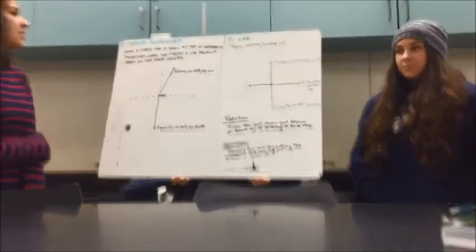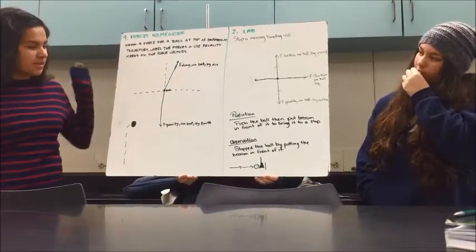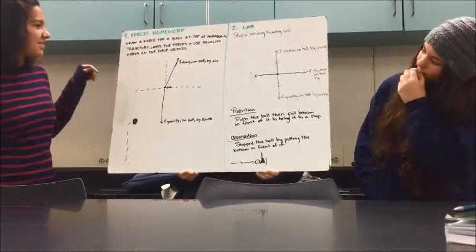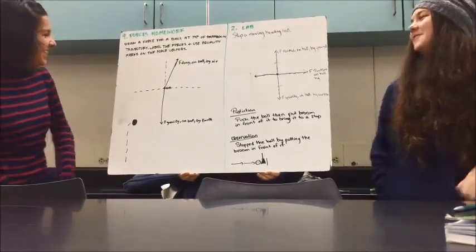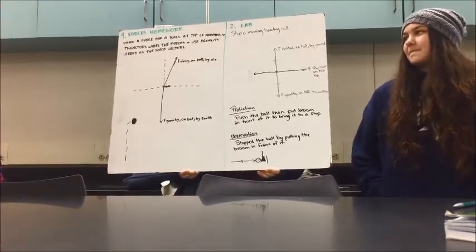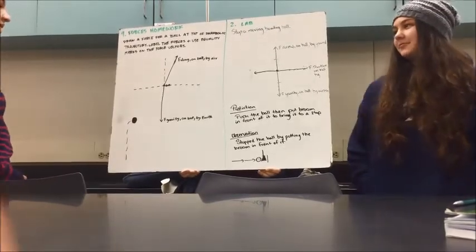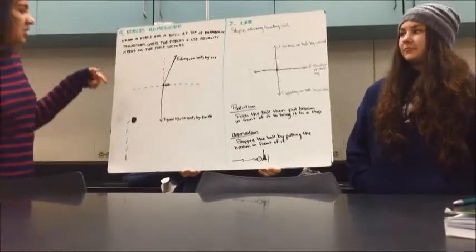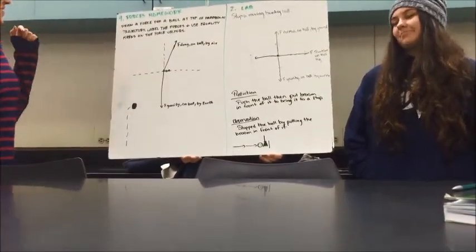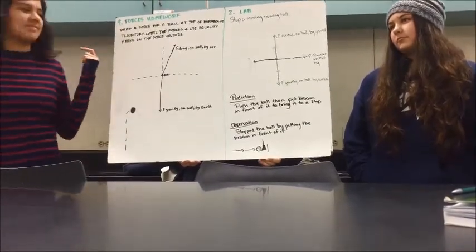Go ahead, ladies. So we had number 9, and the diagram was the ball going up and then falling back down. Okay, so there was gravity on the ball by Earth, and then drag on ball by air is what we got.